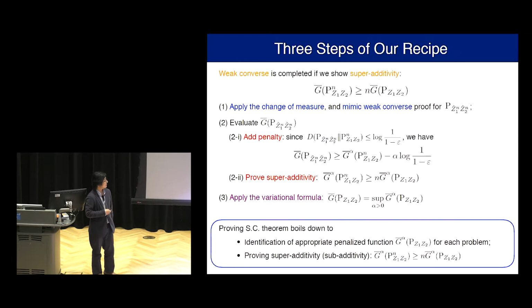And proving a strong converse theorem boils down to two things. The first is identification of the appropriate penalized function for each problem. And the second is proving superadditivity or subadditivity for the penalized function. Okay, so these two parts are the difficult parts.